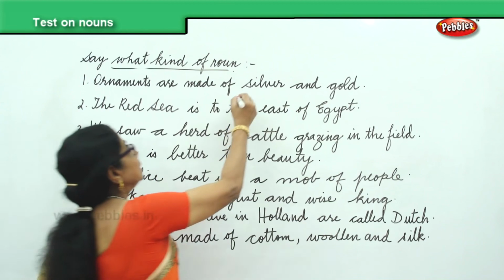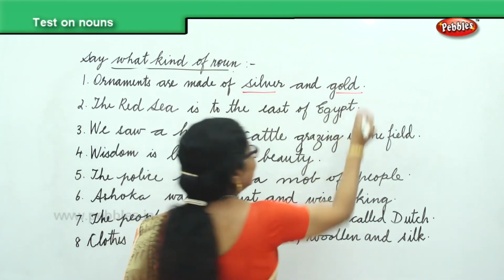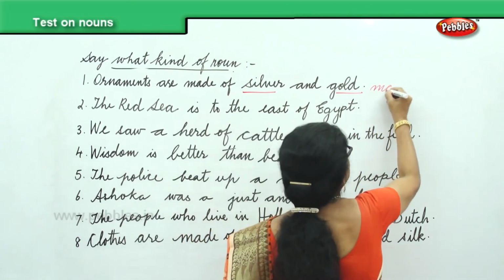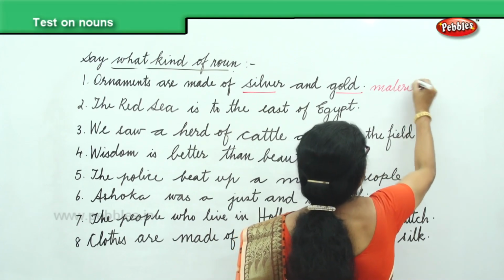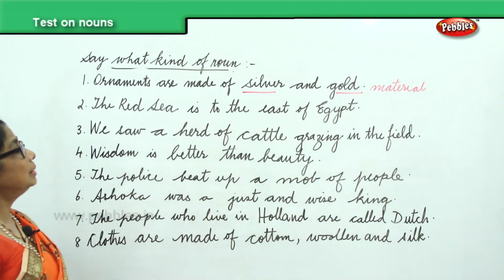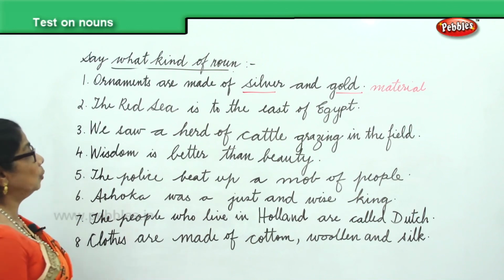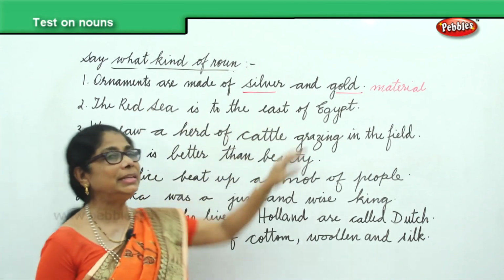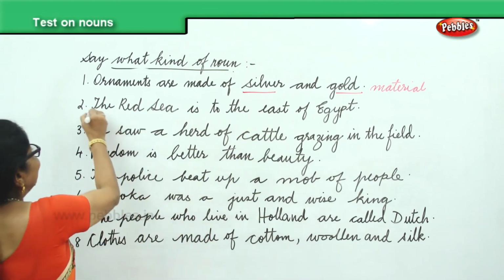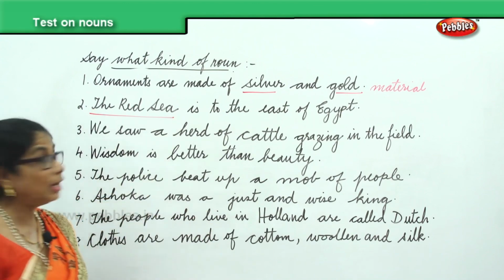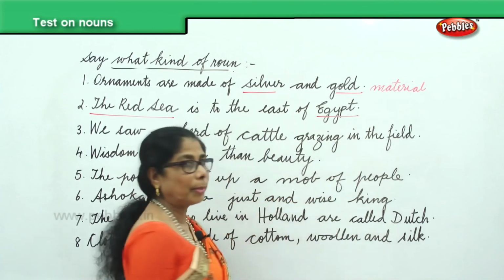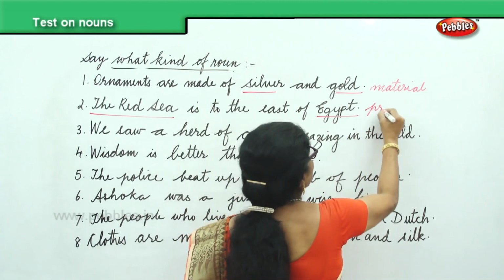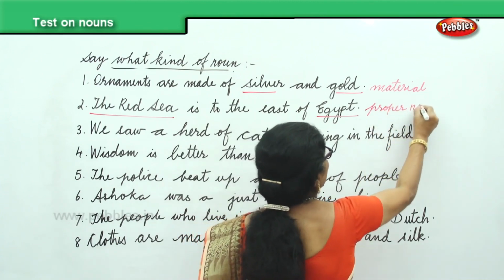Silver and gold, they are material nouns. What nouns are they? Material. They are gold and silver, material nouns. In the second sentence you have, the Red Sea is to the east of Egypt. Now you have here the Red Sea, that's a proper noun. Egypt, that's a proper noun. So we have two proper nouns in the second sentence.